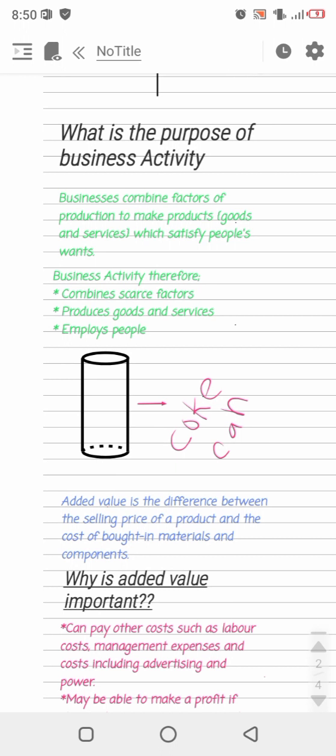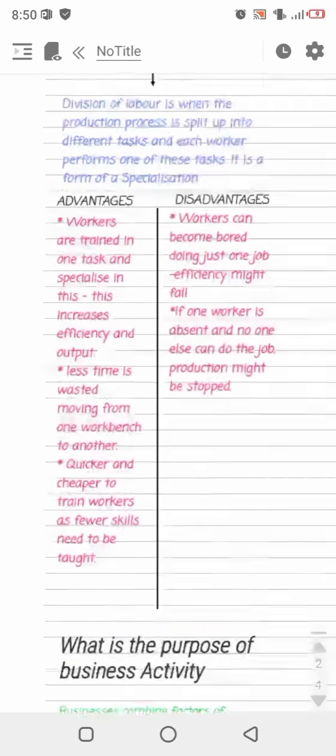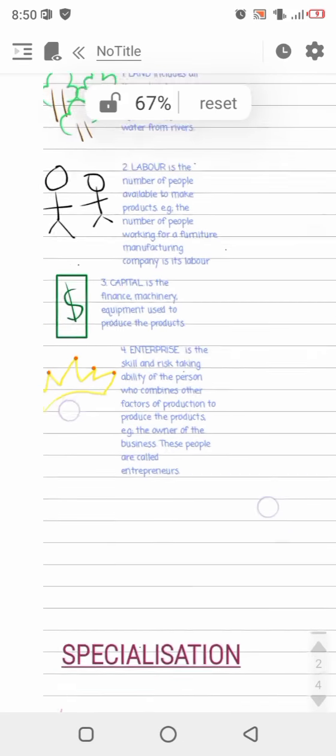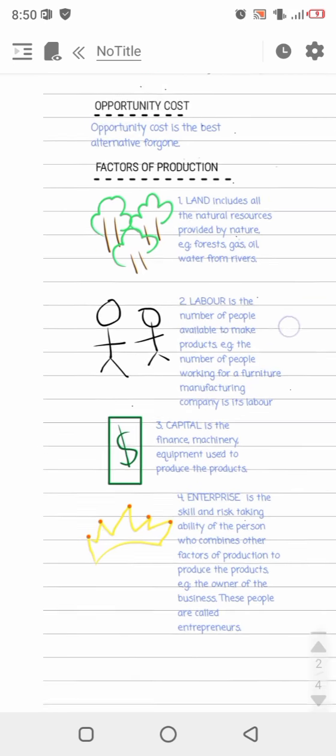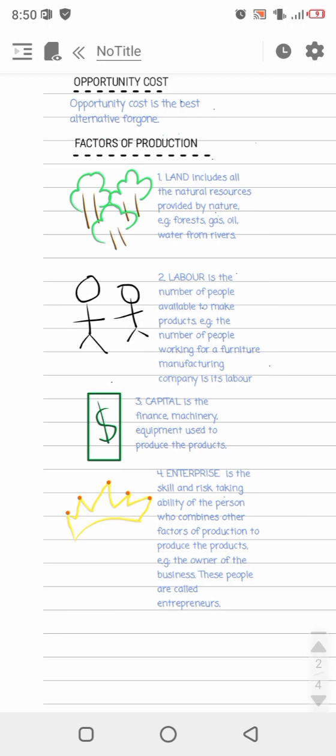So then we'll move to what is the purpose of business activity. Businesses combine factors of production to make products, goods, and services which satisfy people's wants. Business activity therefore combines scarce factors, produces goods and services, employs people. As we have studied before, there are four factors of production: land, labor, capital, enterprise.